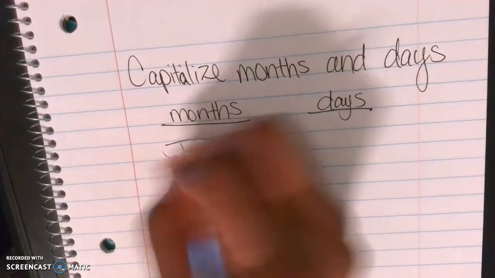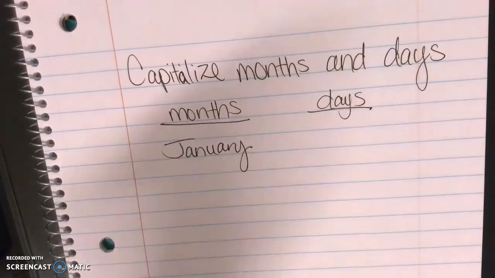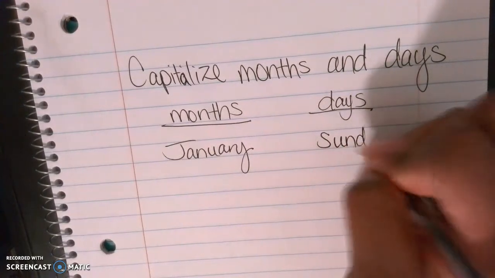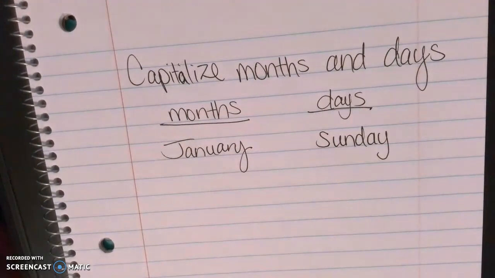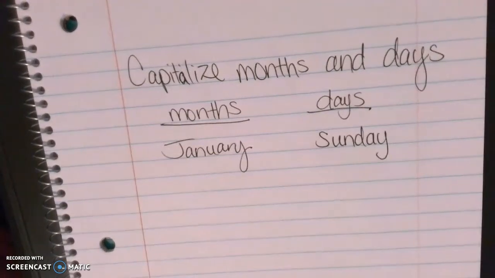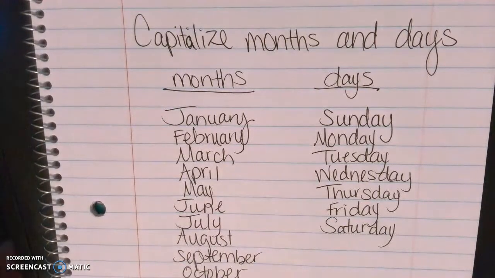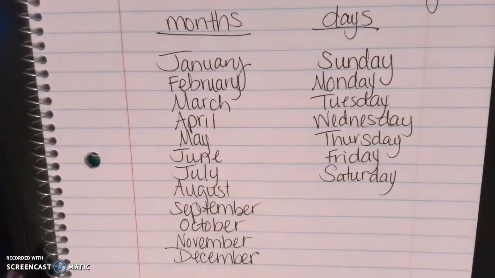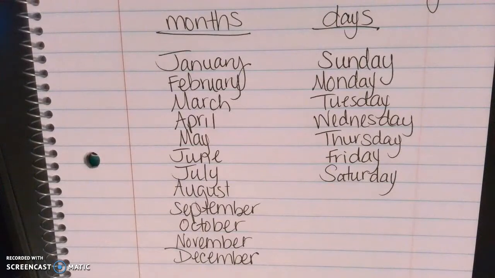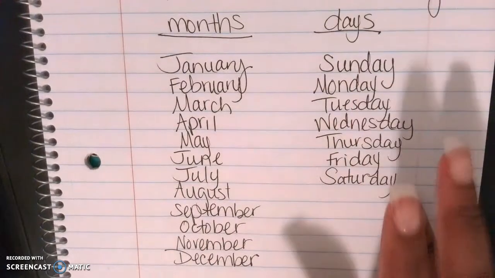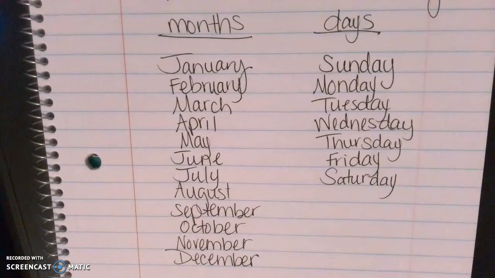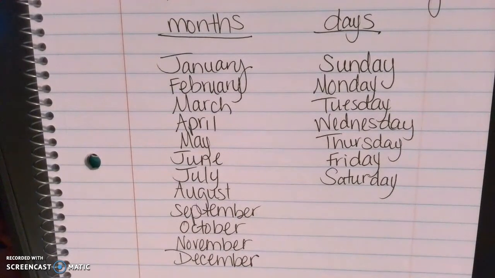So we have January, and Sunday. Go ahead and pause the video and finish your list. Okay, check your list with these here. Just check it for spelling. Make sure you spelled everything correctly. Here's a complete list of the months of the year and the days of the week. It is super important that anytime that you see these months or these days in your writing, that it is capitalized. You have to capitalize it when you write months and days.